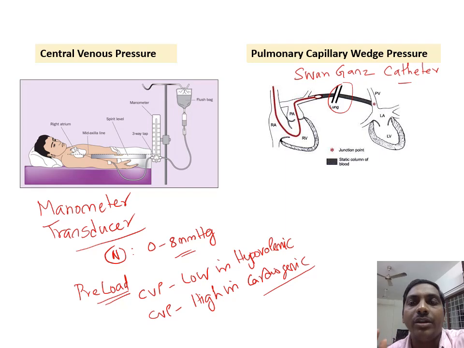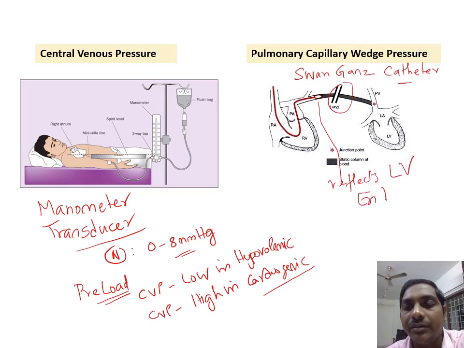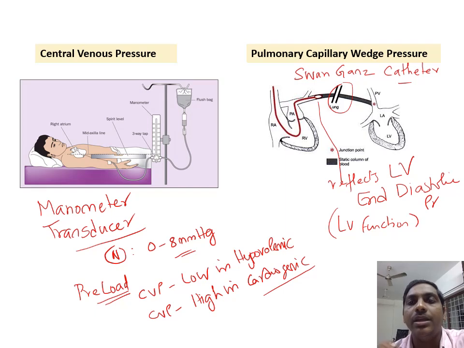What it measures is the stagnant blood column here. So there should not be any mitral stenosis, in order to measure the left ventricle. This pressure reflects the left ventricular end diastolic pressure. That means, in simple terms, left ventricular function will be better found with pulmonary capillary wedge pressure. Its normal value is around 2 to 15 millimeters of mercury, right?